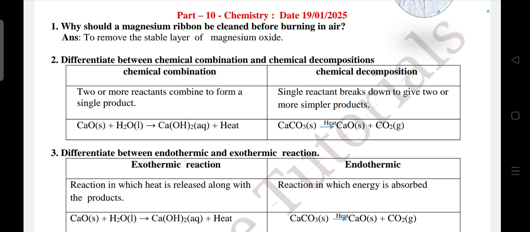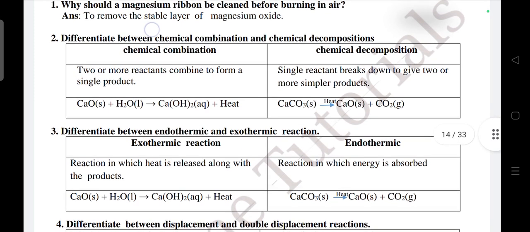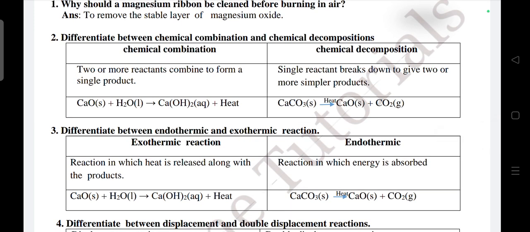Let's get started. Why should a magnesium ribbon be cleaned before burning in air? Answer: to remove the stable layer of magnesium oxide. Differentiate between chemical combination and chemical decomposition. Two or more reactants combining to form a single product is called chemical combination. Chemical decomposition: a single reactant breaks down into two or more simpler products.